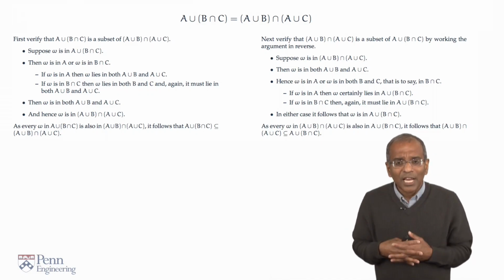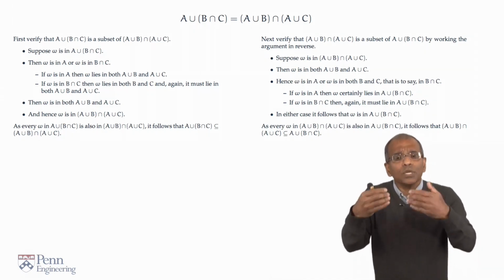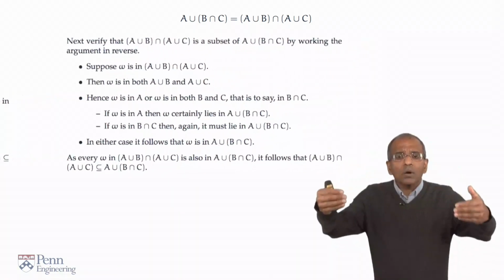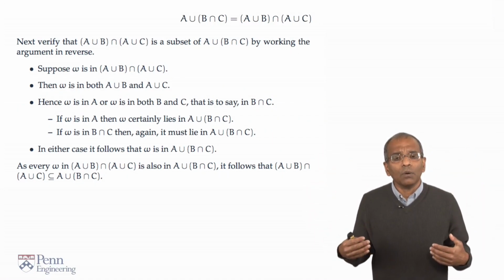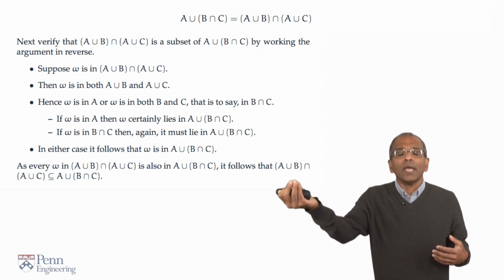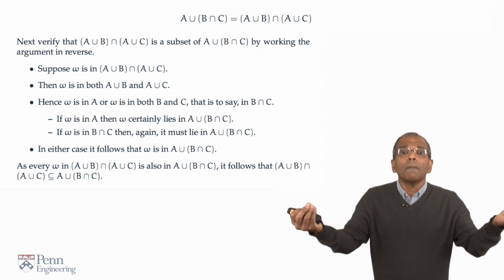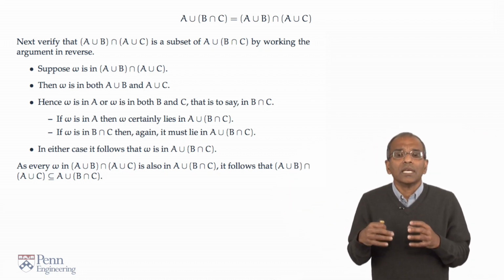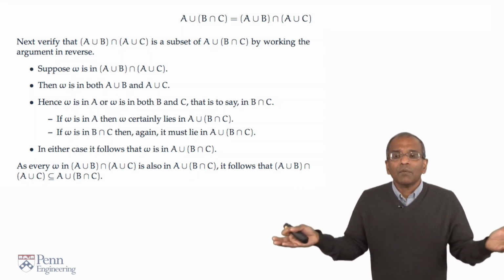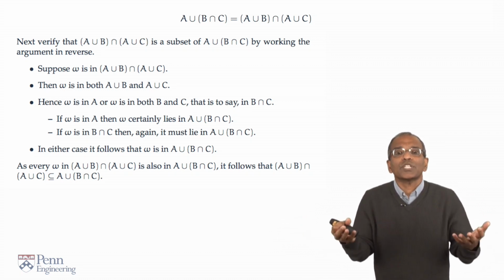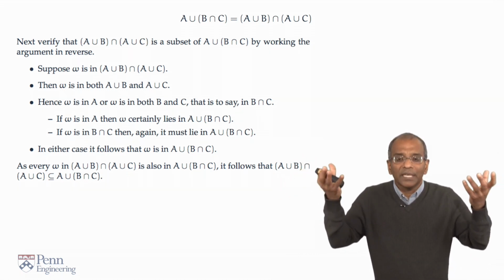And as a sanity check, I will let you work through the steps. Mirror what you did on the left, do it on the right. And verify now that every omega which is on the right must also be on the left. In other words, the set on the right is a subset of the set on the left. And with both parts established, we have nowhere to turn. The two sets must, in fact, be exactly the same.